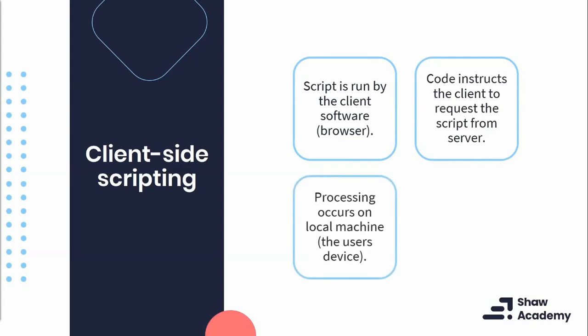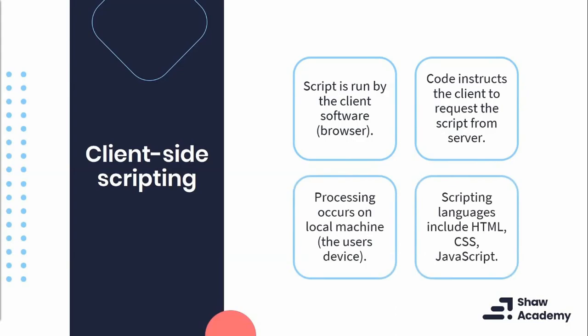The processing occurs on the local machine, the user's device, and this is essentially where all the interpretation and where everything gets rendered. This is why we say on the local machine. And then lastly, scripting languages for the client side include languages such as HTML, CSS, as well as JavaScript. Okay, great. Now, let's move over to server-side scripting.